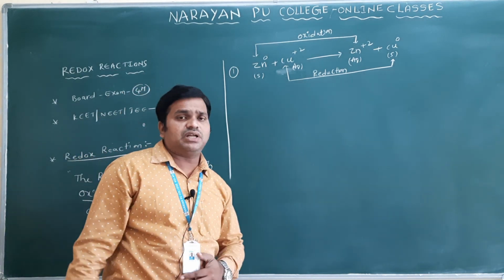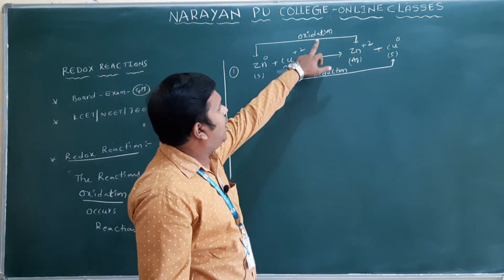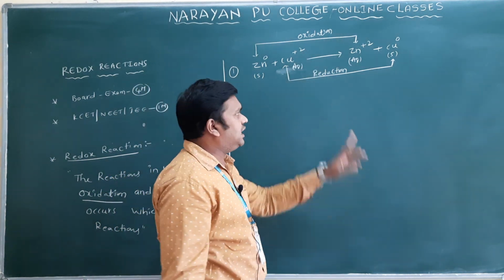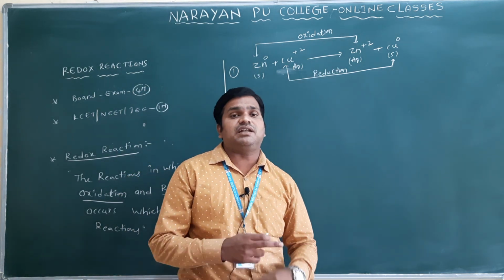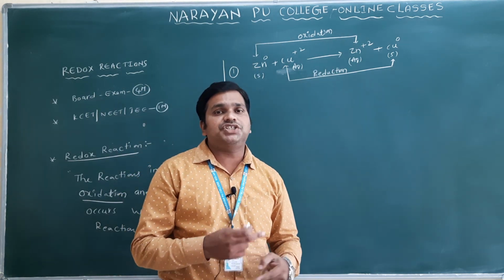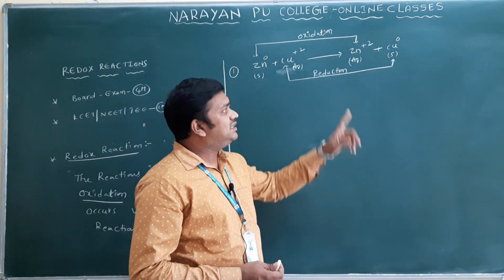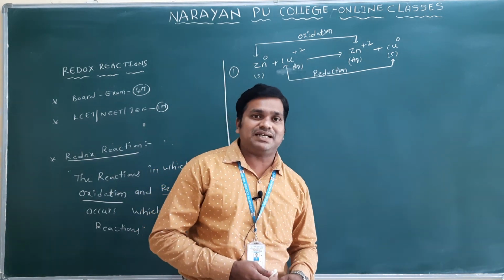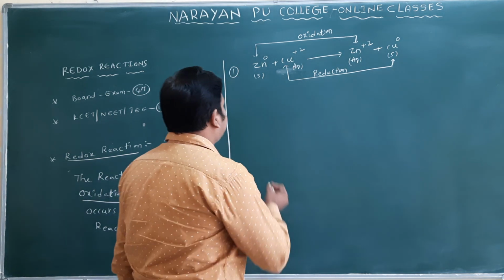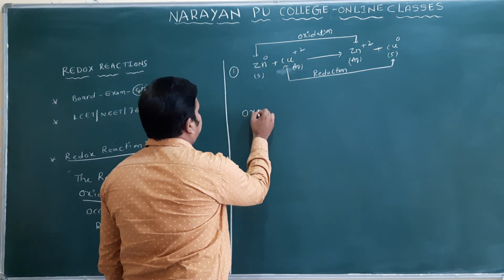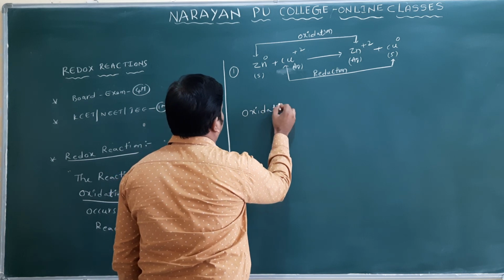If you understood the redox concept, you have to know first oxidation and reduction. Here I told in terms of oxidation number. An increase in the oxidation number is called oxidation. A decrease in the oxidation number is called reduction. That is in terms of oxidation number. But oxidation we can define in different methods.